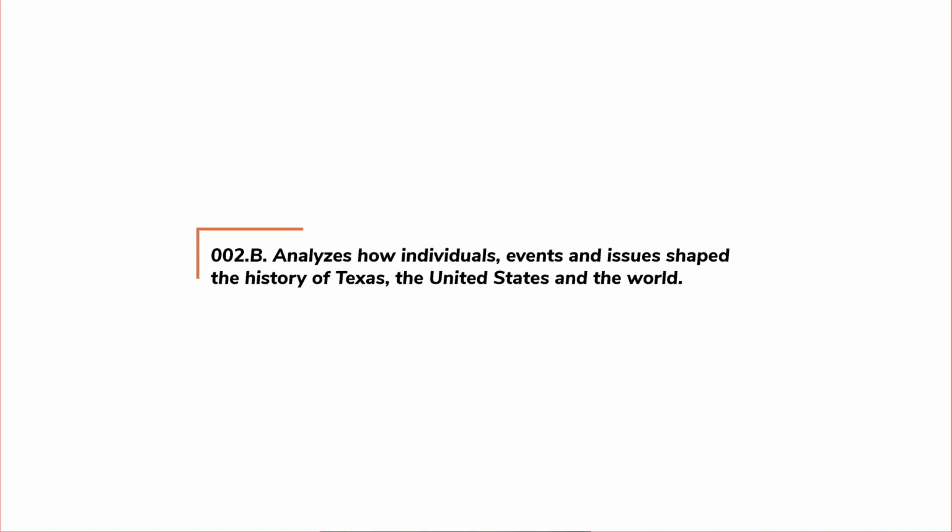Competency 2, which is history. Item B states that a beginning teacher needs to analyze how individuals, events, and issues shaped the history of Texas, the United States, and even the world. Talk about broad and useless. But the good news is I've studied the test and I get to narrow it down for you. Now I'm going to go over some amazing, concrete concepts you really need to know.